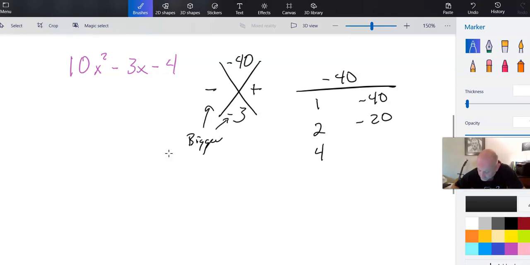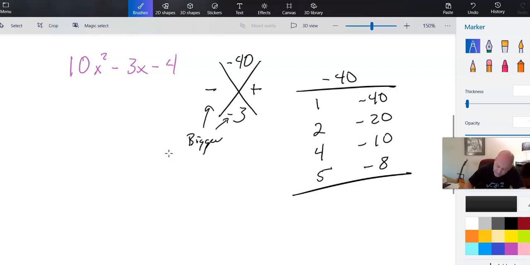4 goes in, but that only adds up to negative 6. We're not there yet. 5 goes in. Let's see, that's negative 8 times. 5 plus negative 8 is negative 3, so those are my numbers. So it's negative 8 and positive 5. So that negative 3x is now going to get rewritten as negative 8x plus 5x.